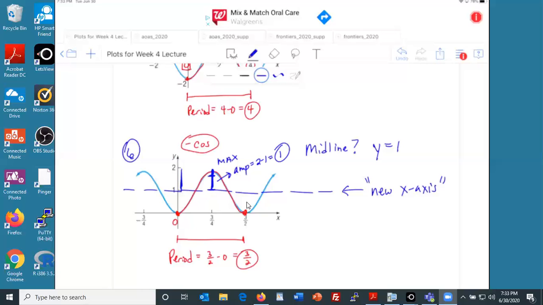You didn't have to worry about that when the midline was the x-axis. You didn't have to subtract because you were just subtracting 0. All right? So technically, a better definition of amplitude is the difference of the maximum value and the midline, or the midline and the minimum value. Same thing. All right? So in this case, the midline is 1, the minimum is 0, so 1 minus 0 would also give you 1.